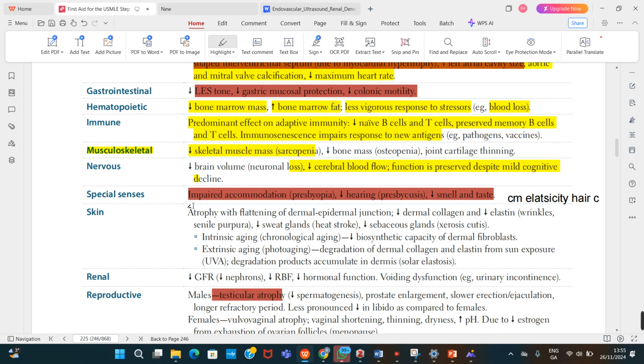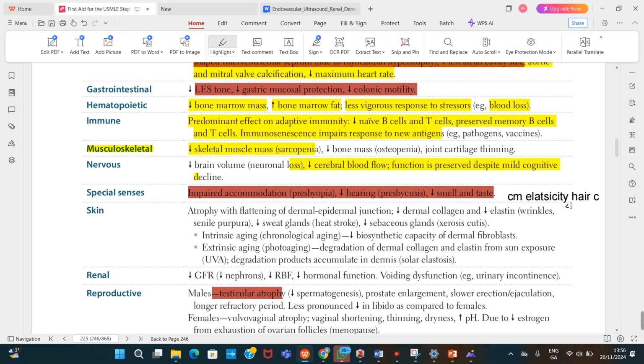For the special senses, there is impaired accommodation, presbyopia. Presbyopia is an aging complication of the eyes because the accommodation is reduced. They cannot focus on a near image, because to focus on a near image you need to contract and make the lens more convex. Because the elasticity of your ciliary muscle and everything is going down, they will not be able to stretch the fibers and contract the lens. So accommodation reduces. That's presbyopia. They find it very difficult to see something that's even near. You can be near them and they will not be able to recognize you.